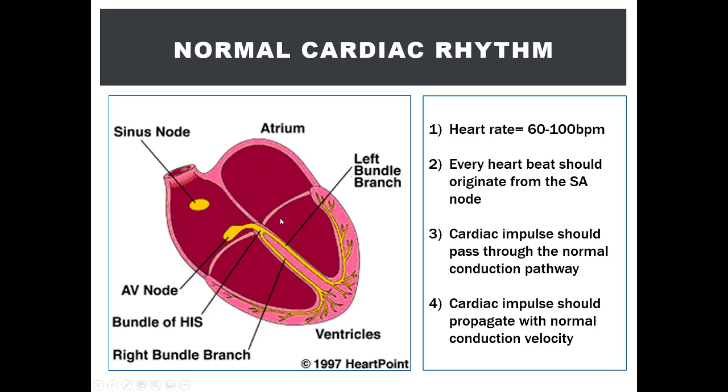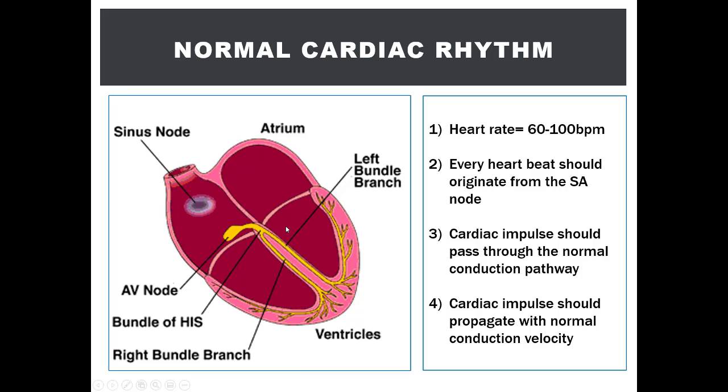So in summary, the normal conduction pathway is SA node, top to bottom of the atrium, AV node, bundle of His, bundle branches, Purkinje fibers, and ventricles from bottom to the top. And at this point, the action potential will terminate. And through that entire conduction pathway, we have the heartbeat, with the atrial contraction first, followed by the ventricular contraction.